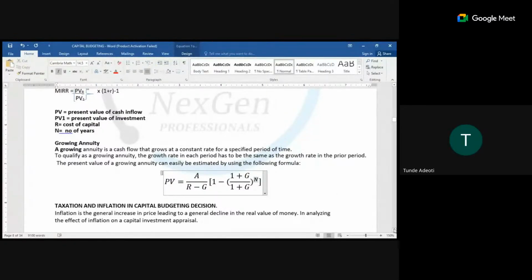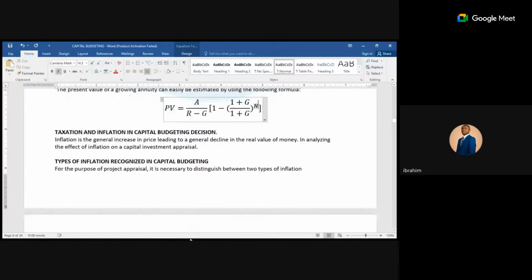Thank you. Now we need to move quickly to taxation and inflation in capital budgeting. I just want to explain everything before I start solving. I don't want to be doing one by one. Just finish the explanation, then go straight to calculation.